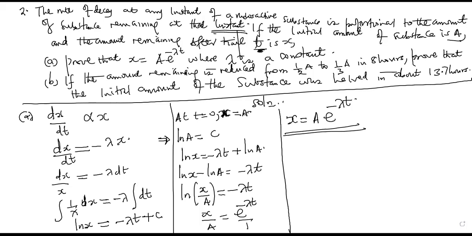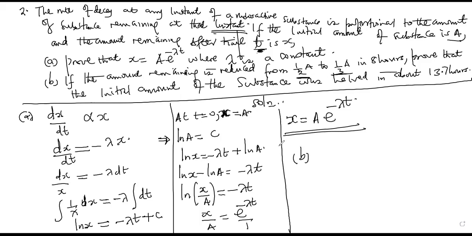Okay, so now part B, they're saying that if the amount remaining is reduced from a half A to 1/3 A in 8 hours, prove that the initial amount of the substance was halved in about 13.7. You have to understand that English very well.